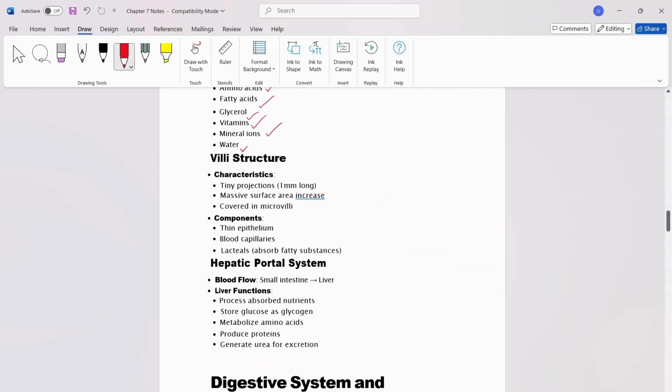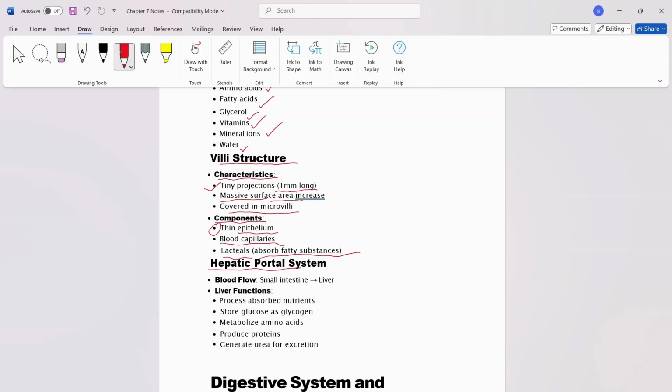Now let's talk about villi structure. The characteristics are they are tiny projections around 1 mm long, massive surface area increase due to them, and covered in microvilli. The components of this structure include thin epithelium, blood capillaries, and lacteals that absorb fatty substances.